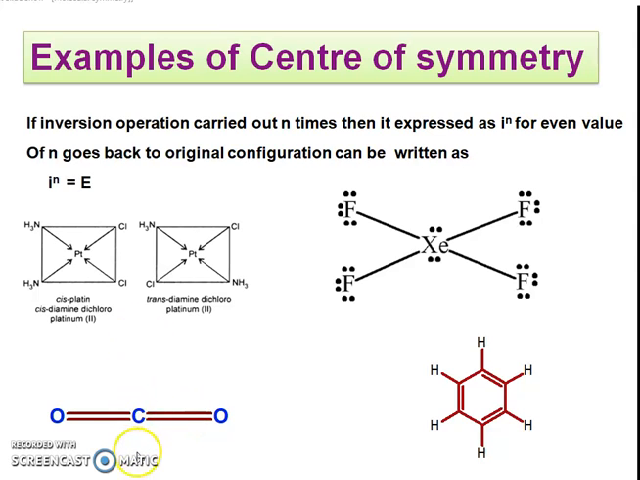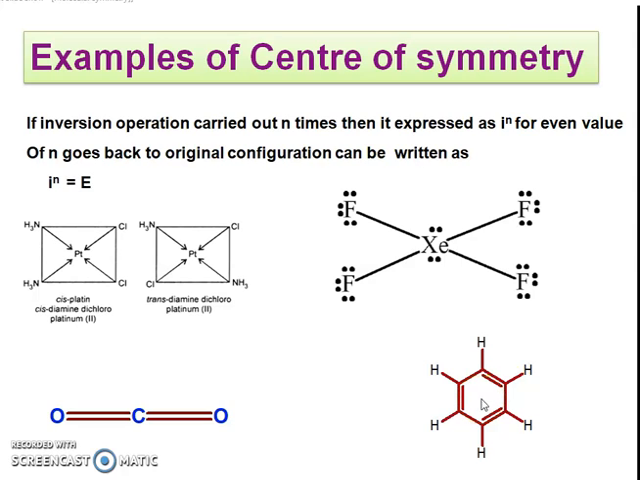Similarly, carbon dioxide. We can pass the axis through this carbon, and drawing the lines to the two oxygen atoms, both meet at a similar point. At this point, both atoms are at the same distance, so the center of inversion is present. Another molecule is SF6, sulfur hexafluoride. It also has a center of inversion.